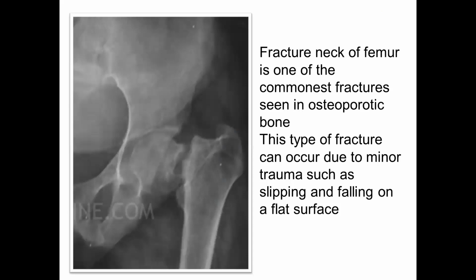Then one of the commonest fractures that you see in people with osteoporosis is fracture neck of femur. Okay, and you see this in the elderly. The typical history is of someone slipping and falling, even on a flat surface, and this minor trauma causing fracture of the neck of the femur. This is very debilitating. This occurs in elderly females mostly, and this reduces their mobility and can lead to a lot of different complications.